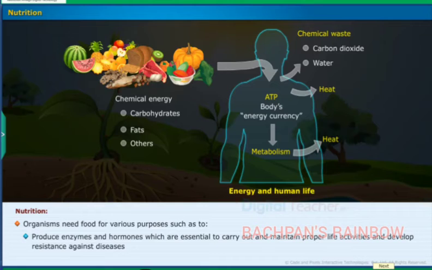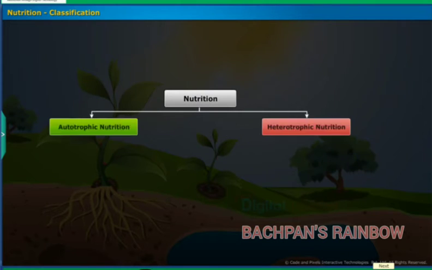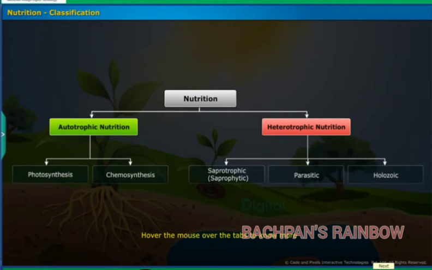Now, let us learn about the classification of different types of nutrition found in organisms. The classification of nutrition is shown on the screen. Hover the mouse over the tabs to know more about their process.